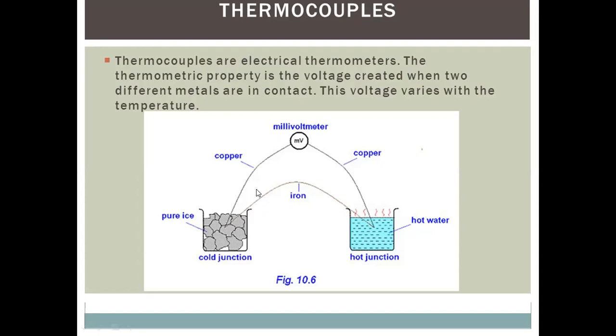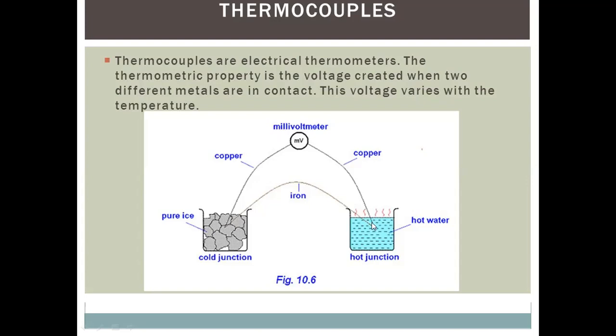Now, this is the structure of the thermocouple. We have two wires, iron and copper. Iron and copper are joined at the two ends, this end and this end. Copper is connected with a milligalvanometer or millivoltmeter. The first joining point between copper and iron is placed inside pure ice, and we call this the cold junction.